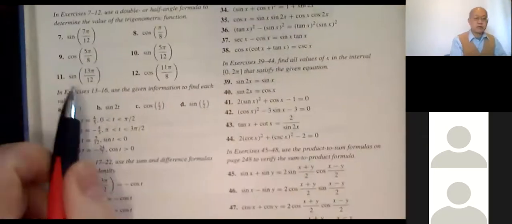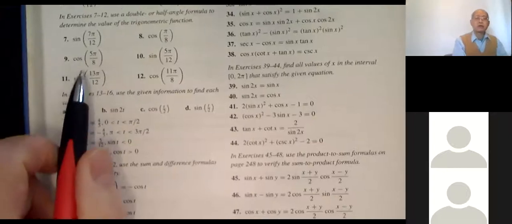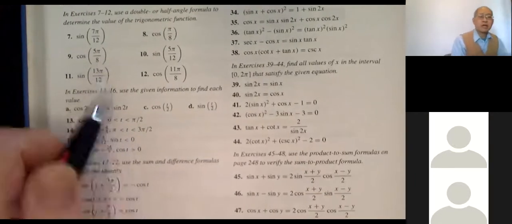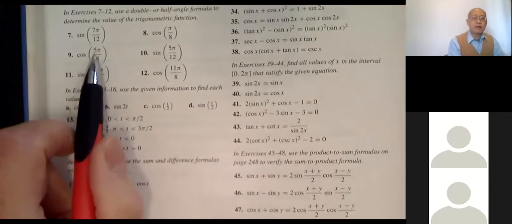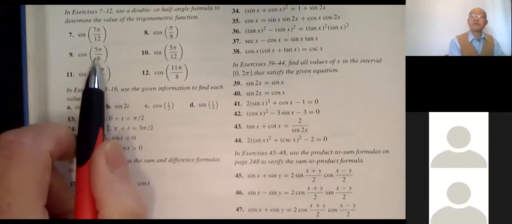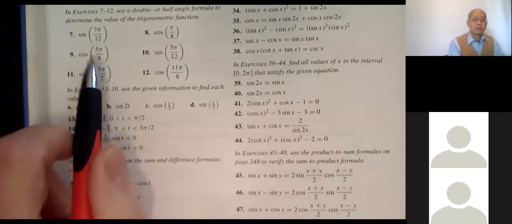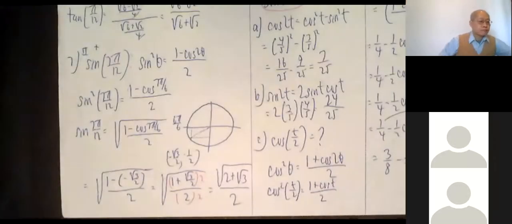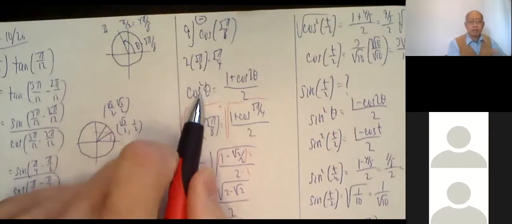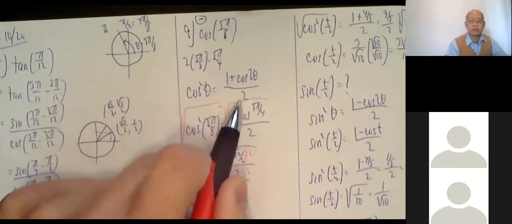Okay, play the same trick with number 9. Cosine of 5 pi over 8. Again, I don't recognize 5 pi over 8, but if I multiply this angle by 2, 2 cancels 8, it'll be 5 pi over 4, and I do recognize 5 pi over 4. Okay, so I want to double that angle. So I'm going to take advantage of this formula. Cosine squared theta is 1 plus cosine of 2 theta over 2.